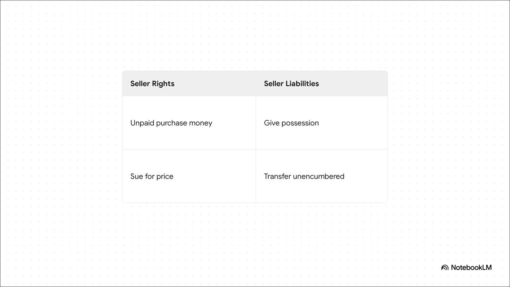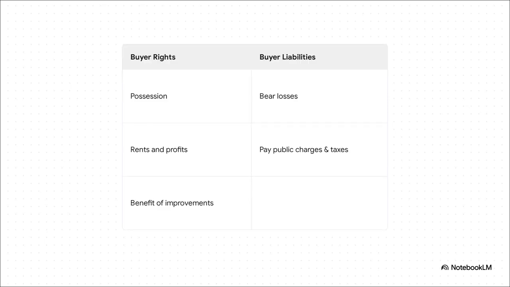2. Right to sue for price. Seller liabilities. 1. To give possession. 2. To transfer ownership free from encumbrances. The absolutely crucial point here is emphasizing this massive shift. The seller goes from maintaining the property to basically having the sheer right to sue for their money or enforce a charge. Finally, dictating the post-completion matrix for the buyer.